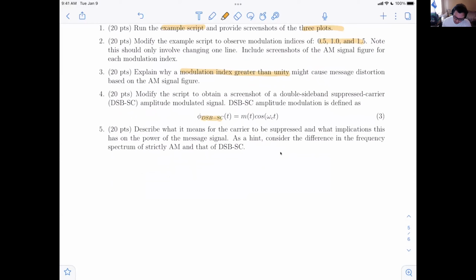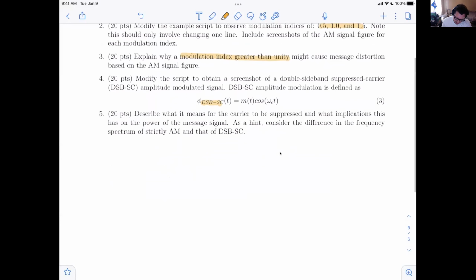So we're going to look at this double sideband suppressed carrier signal. And lastly, I just want you to kind of explain what it means for the carrier to be suppressed and what this has to do with power. And yeah, that's pretty much the assignment.